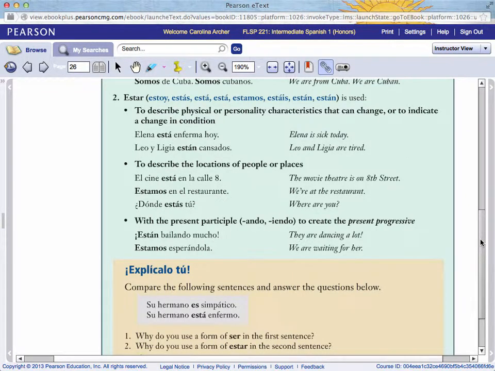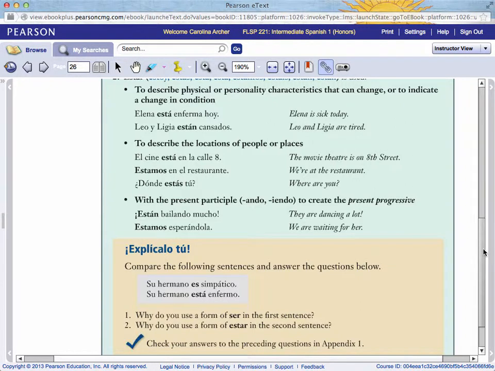Estar we're going to use when we describe physical or personality traits that can change or that indicate a change in condition. For example, Elena está enferma hoy. Okay, Elena is sick today. She's not always sick. She's sick today. That is going to change. O Leo y Ligia están cansados. Cansado. They're tired. Okay, that is not a permanent trait. That's something that is happening at the moment.